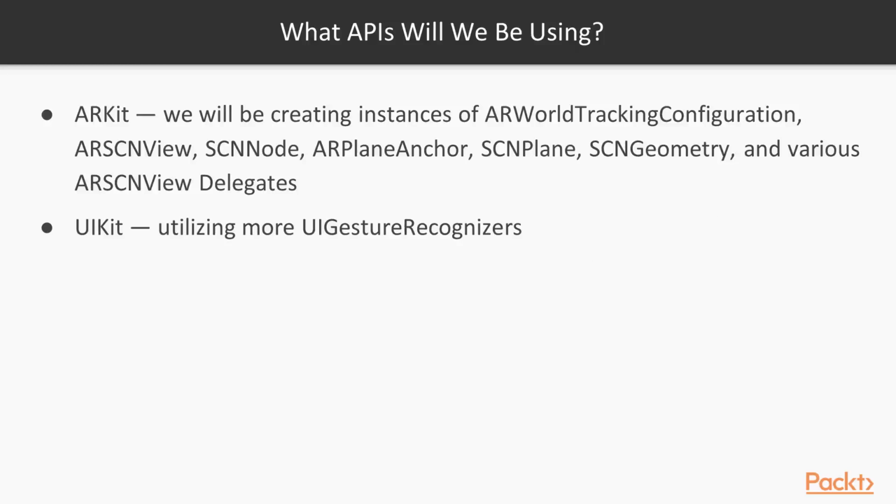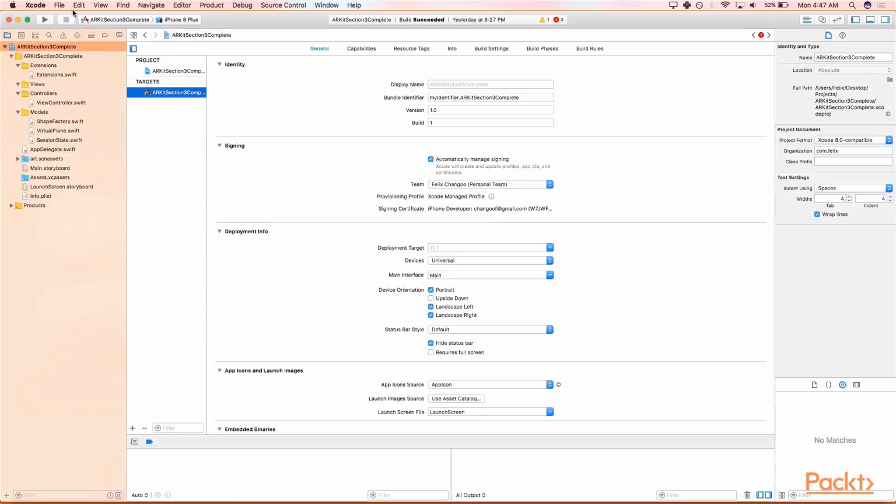What APIs will we be using? Good question. Well, if you haven't already figured out by now, we will be using a lot of ARKit APIs. Specifically in this section, we will be utilizing instances of ARWorldTrackingConfiguration, ARSCNView, SCNNode, ARPlaneAnchor, SCNPlane, SCNGeometry, and, like I've listed, various ARSCNView delegates. Moreover, we will be utilizing UIKit, as mentioned prior, utilizing more UIGestureRecognizers. Let's get started with building our app.